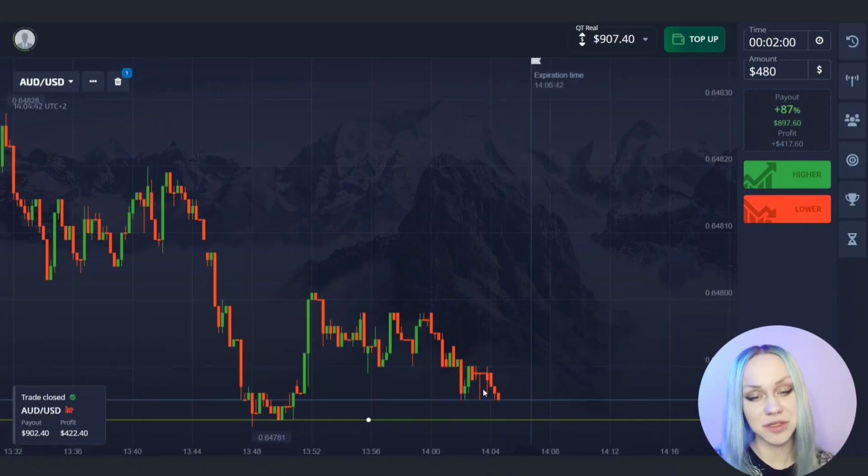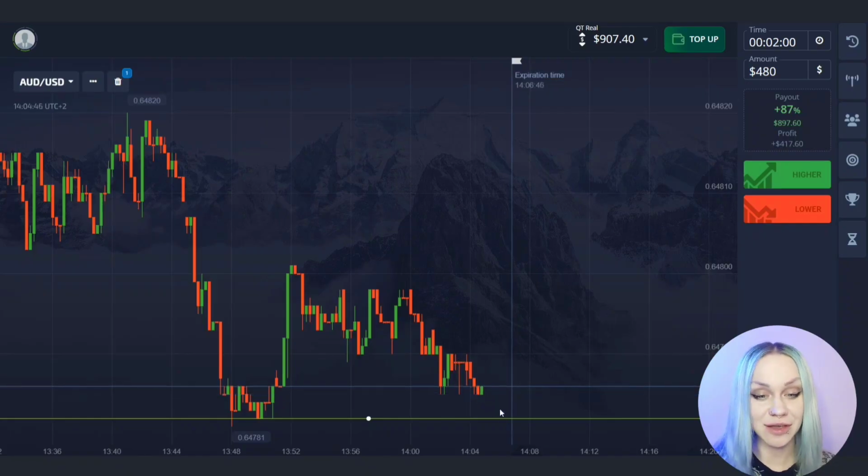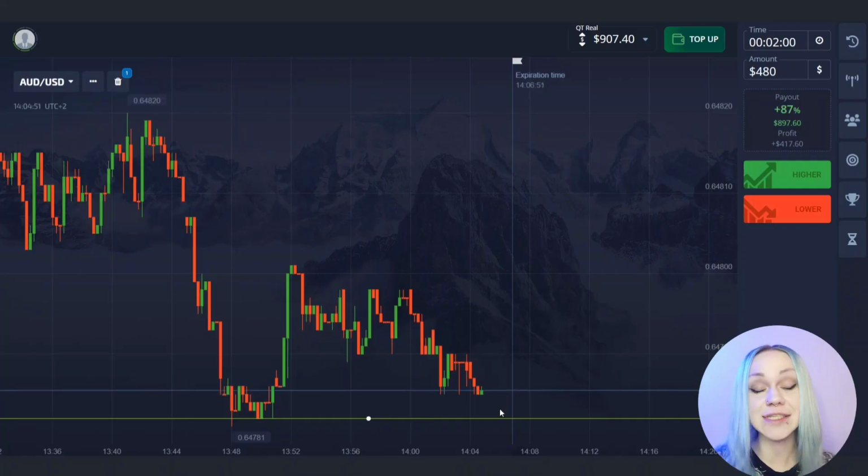The price continued to move down and here we make a profit. 2 minutes is just enough for us. We managed to make money on this movement. Well, let's continue and find some more working cases.